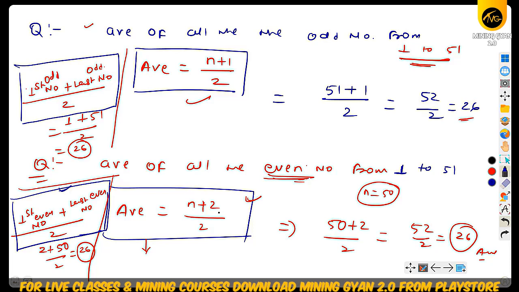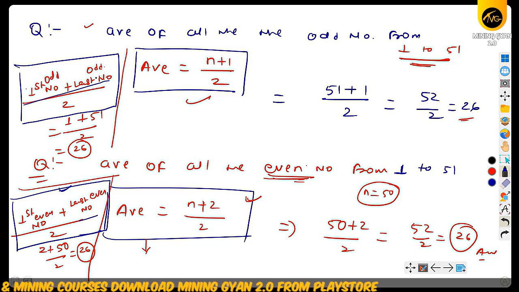It's up to you. So you can easily use the second formula, that is first even number plus last even number divided by 2, first odd number plus last odd number divided by 2.